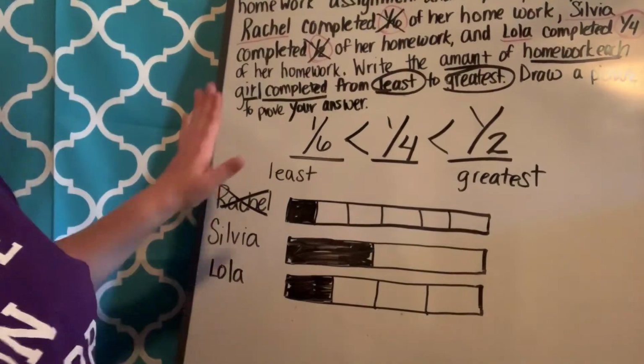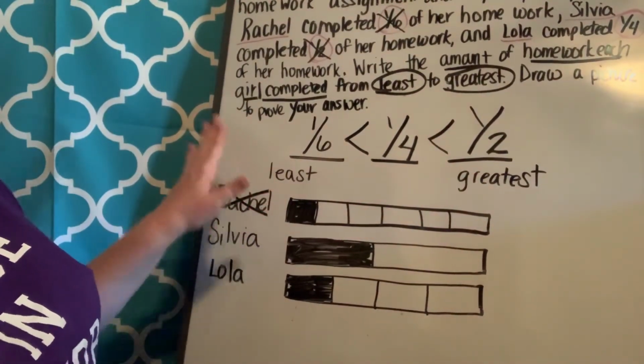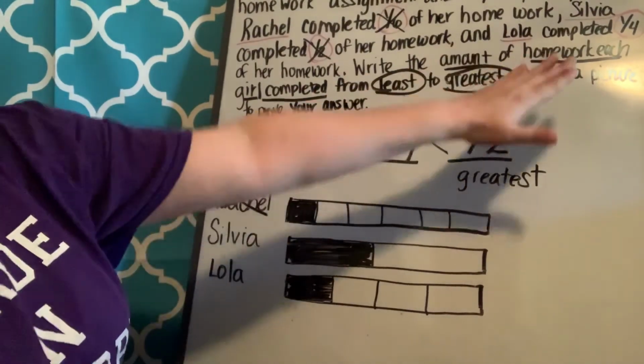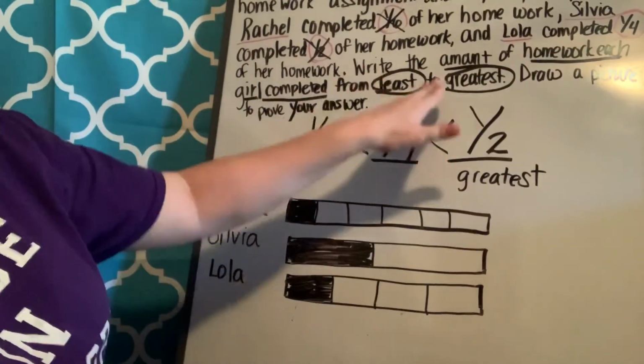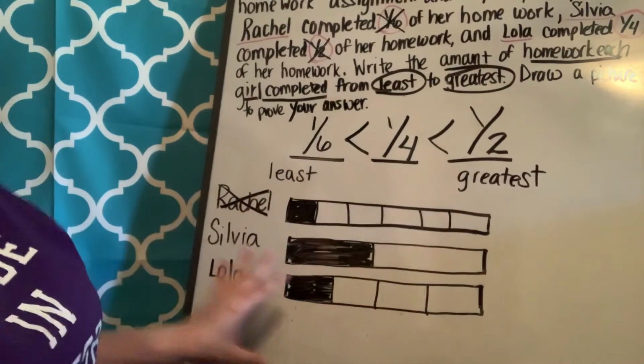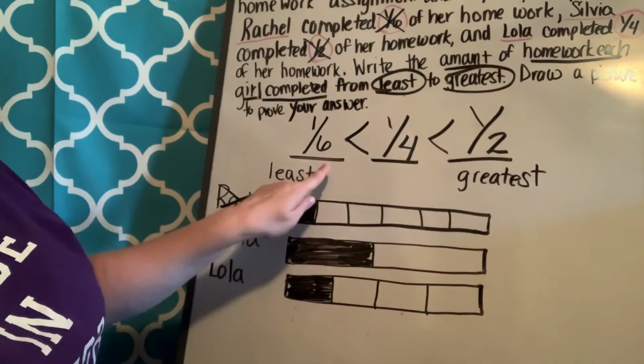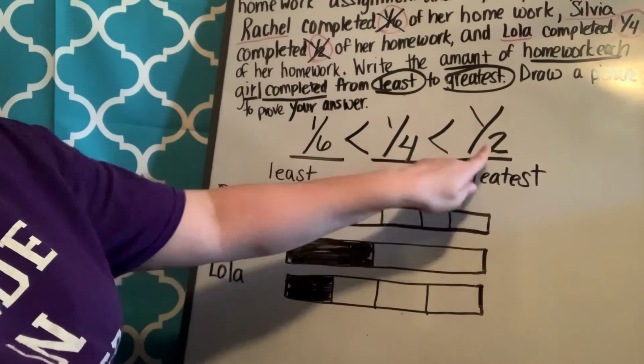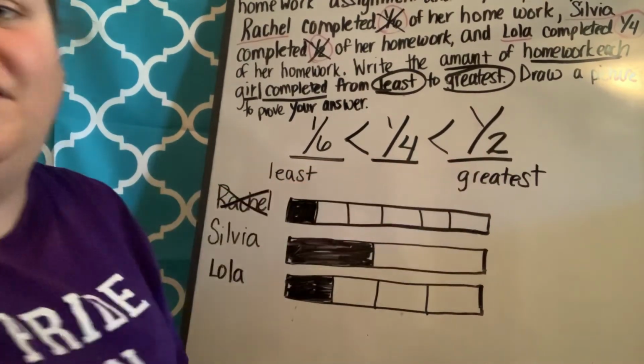This question was asking us the amount of homework each girl completed from least to greatest. So I drew a picture to prove my answer. The least amount of homework was 1/6. Next was 1/4, and the greatest amount of homework completed was 1/2.